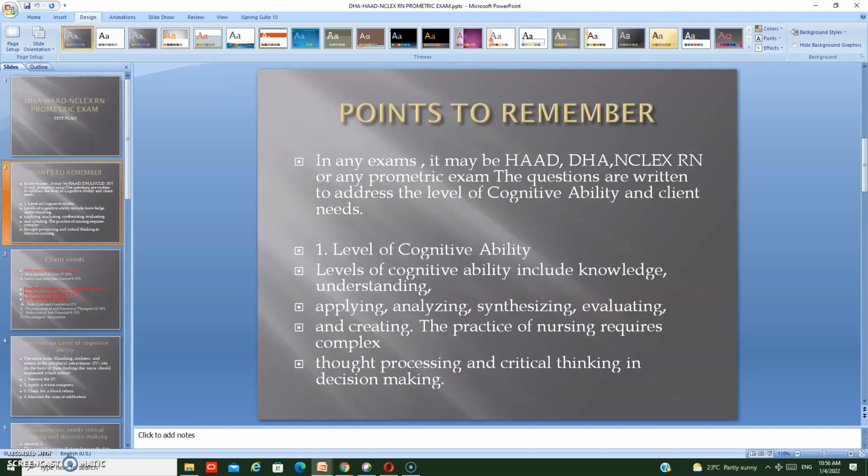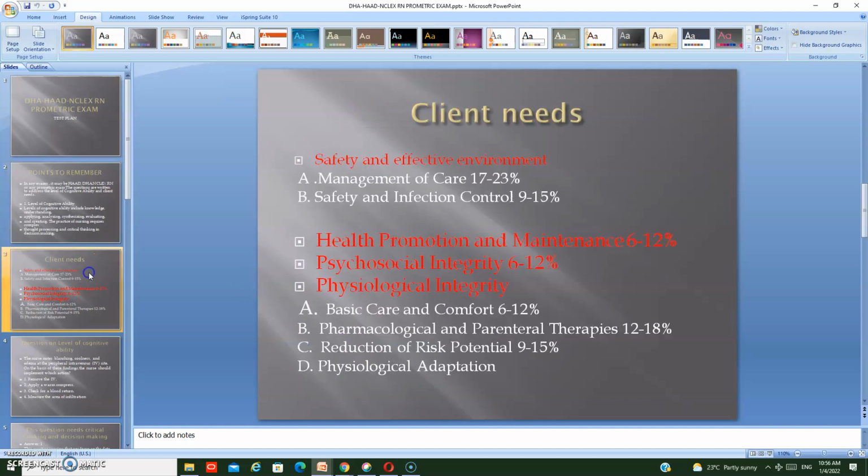So the practice of nursing requires complex thought processing. Complex means many. We have to apply many things when we give care to patients, along with critical thinking in decision making. Nowadays we follow evidence based practice, right? So these all are included. The most important is critical thinking in decision making. The next one is client needs.